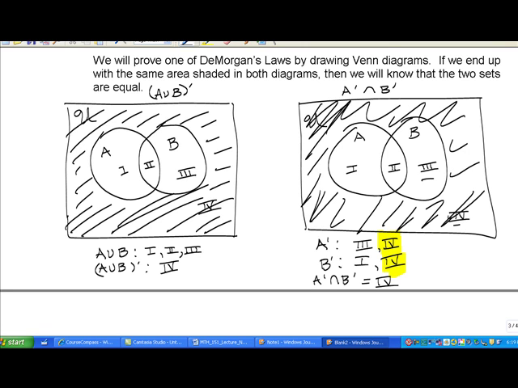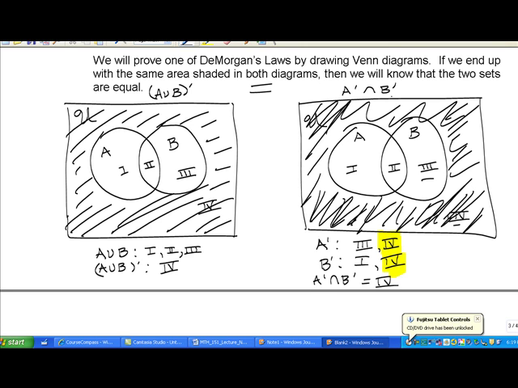And because of the fact we shaded the same regions in both of our Venn diagrams, that means that these two are equal. So you could prove the second De Morgan's law by the same process. Okay, again, the next thing you want to do is watch the sample problems for this section.